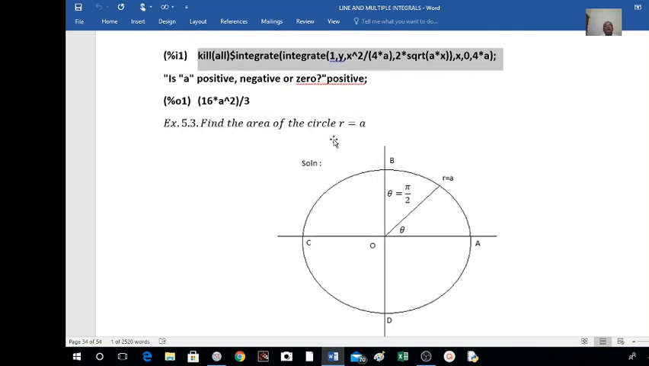Find the area of the circle r equal to a. This is the equation of the circle in polar form, whose center is at the origin and radius equal to a. Okay, this is my circle whose center is the origin and radius is equal to a. See here, this circle is symmetrical about both the axes. Therefore, the area of the whole circle can be written as 4 times the area in the first quadrant. So if I calculate the area of this one and multiply by 4, then I will get the whole area.